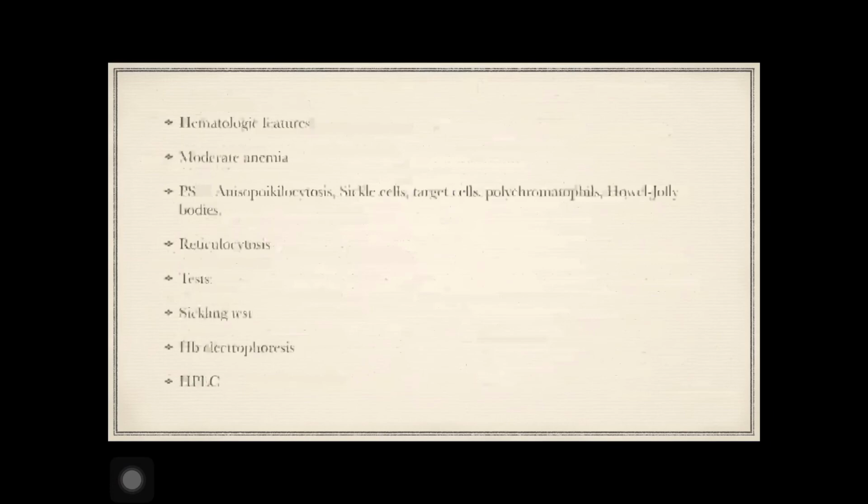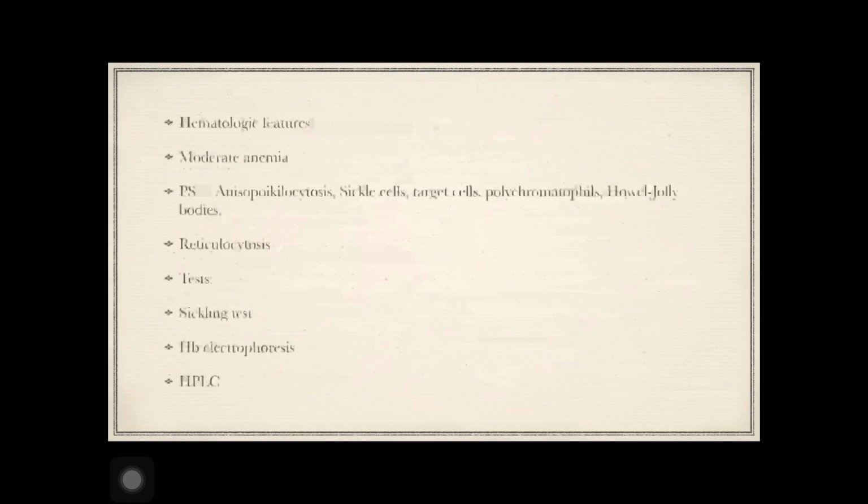Coming to hematologic features, there is moderate anemia. The peripheral smear shows anisopoikilocytosis, sickle cells, target cells, polychromatophils and Howell-Jolly bodies in cases of autosplenectomy. Reticulocytosis up to 3 to 10% is seen.